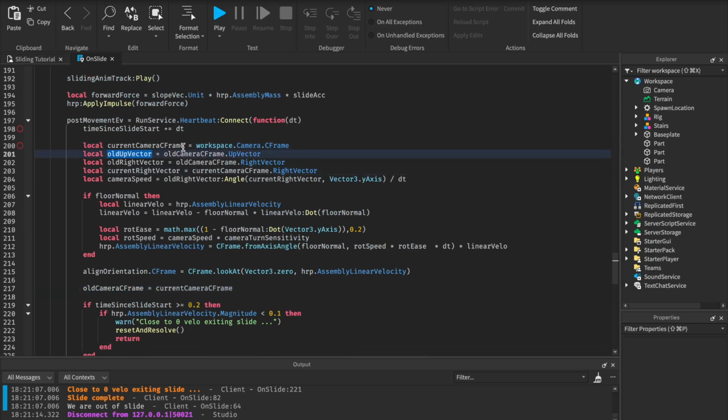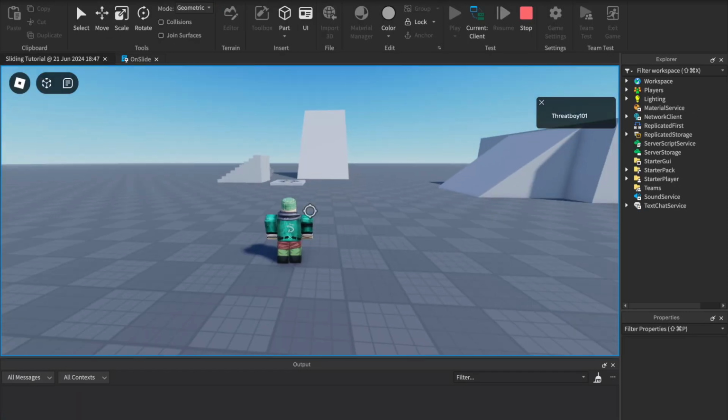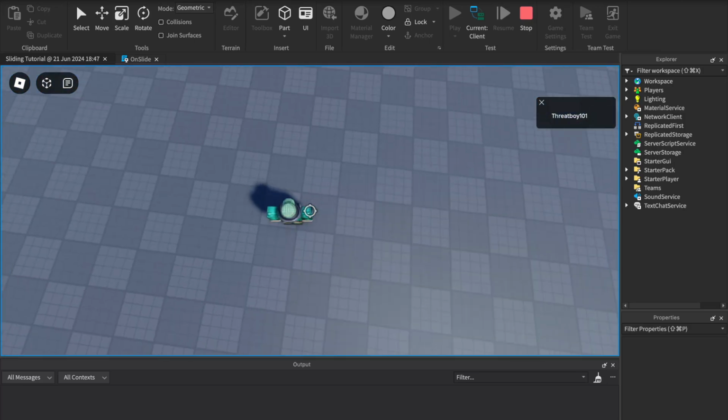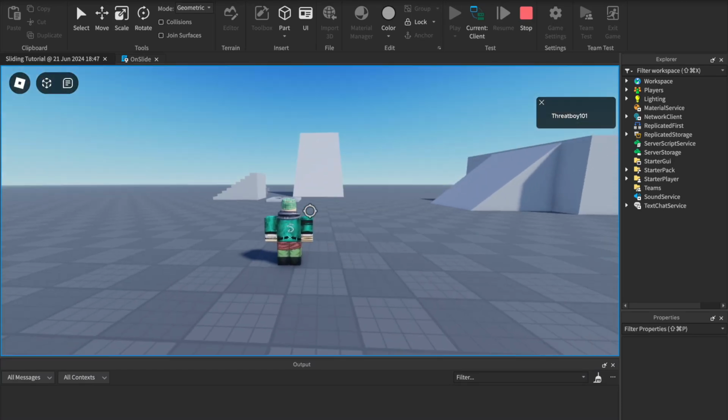So you have that. But how do we know the angle in degrees that the camera rotated from right to left or left to right? The way we do that is we use the camera's right vector. Because we don't care about rotation vertically of the camera, the right vector is a good choice.